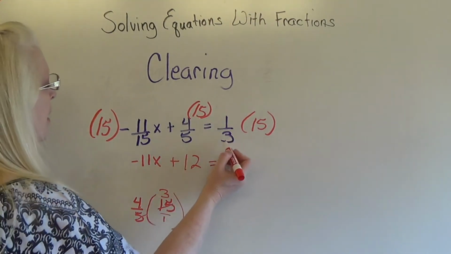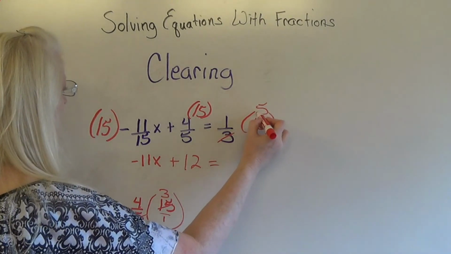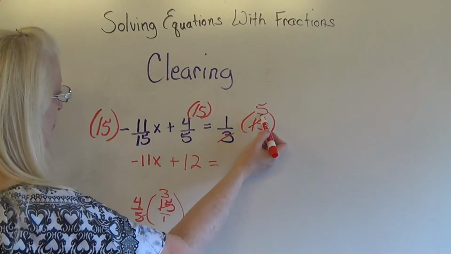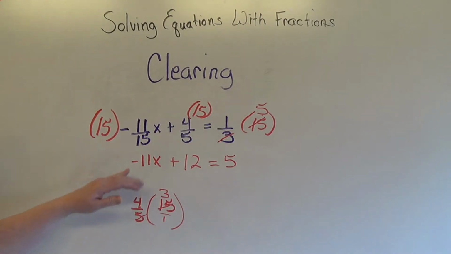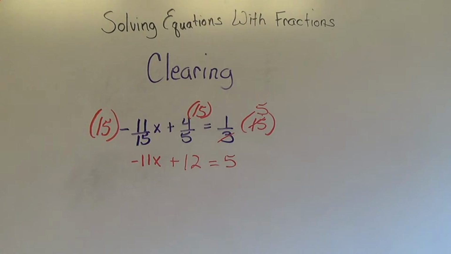Now this one, I'm not going to write it underneath for you. 3 goes into 15 5 times, and you're going to multiply the 1 times the 5, and you're going to get 5. So if you need to work them underneath at first so that you can kind of see how that method, that process works, go ahead and do that. Now we have an easy equation to solve.